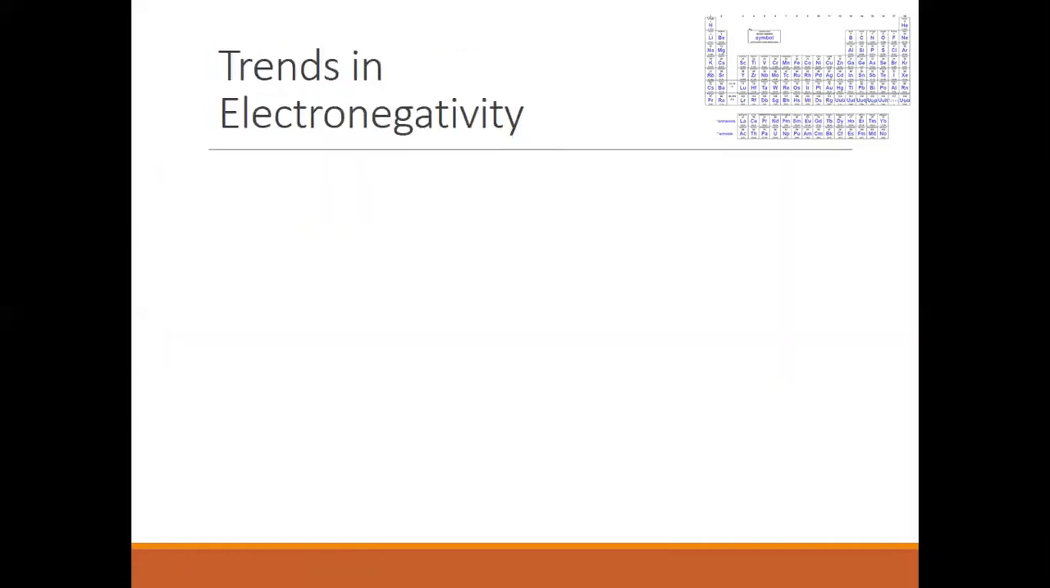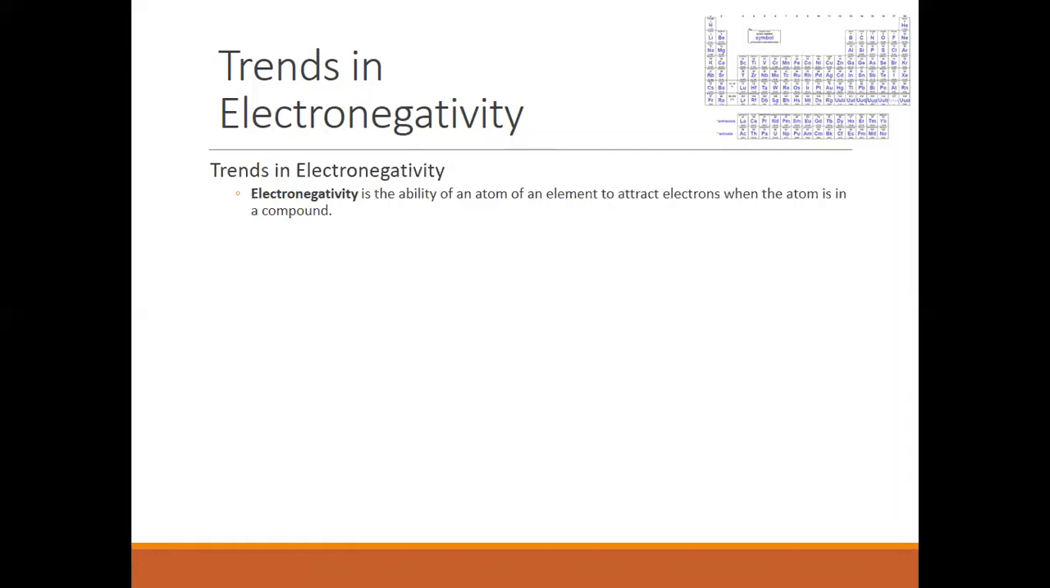Hello. So now the third trend, the last trend that we're going to talk about, because you're probably feeling tired already, is trends in electronegativity. So what is that? Electronegativity is the ability of an atom, of an element, to attract electrons when the atom is in a compound.